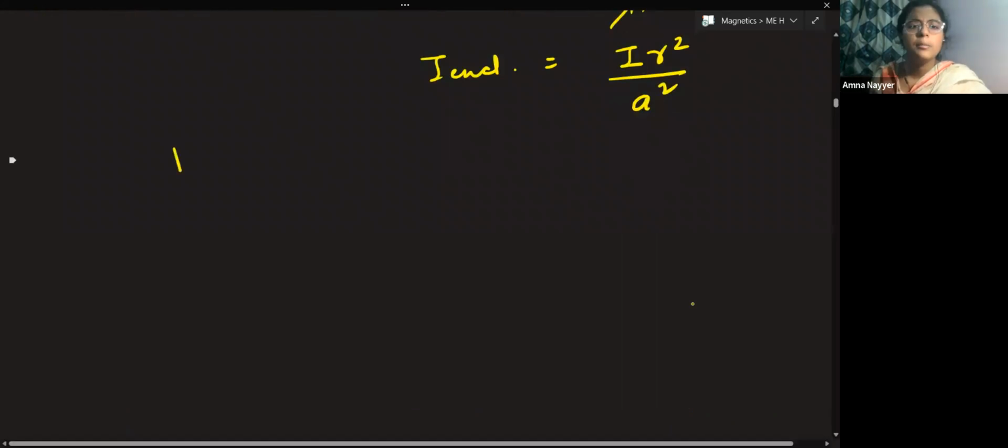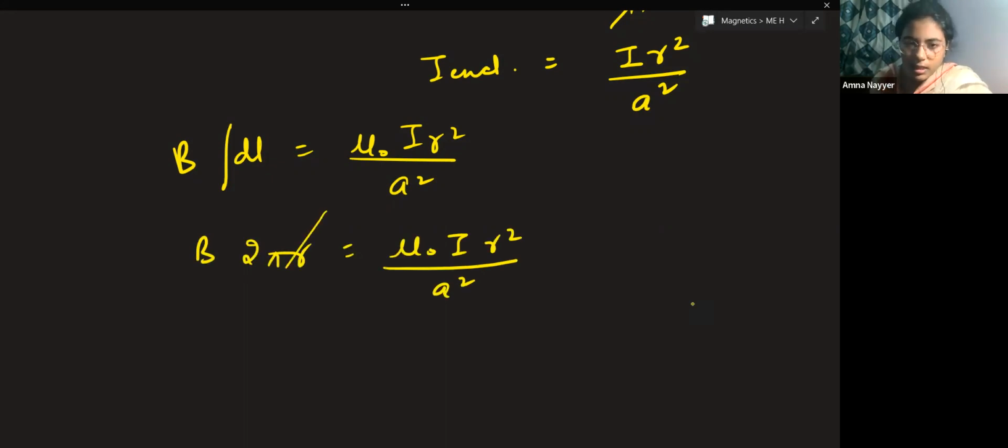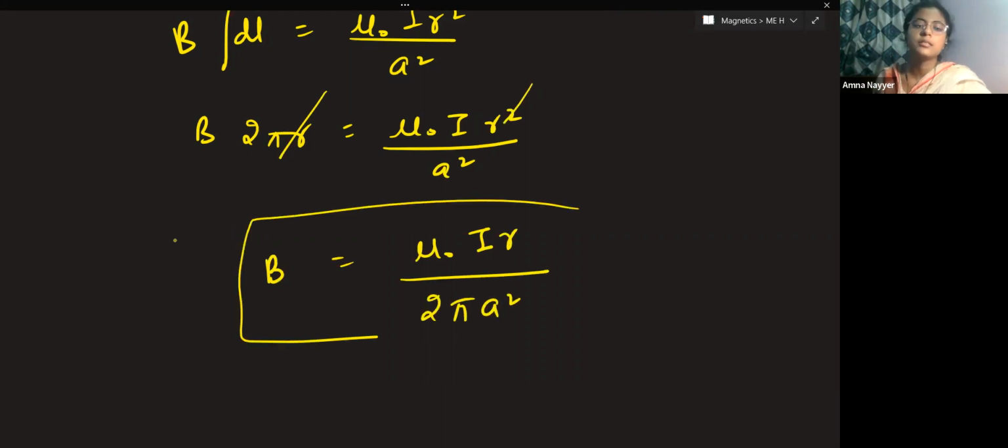Now applying, integral of B dot dl will be mu naught times I enclosed, which is I r square divided by a square. Integral of dl will again be 2 pi r. This will be equal to mu naught I r square divided by a square. This r and this square will divide each other and cancel off. Magnitude of magnetic field will be what? Mu naught I r divided by 2 pi a square. Fine, this is the formula that we obtain.